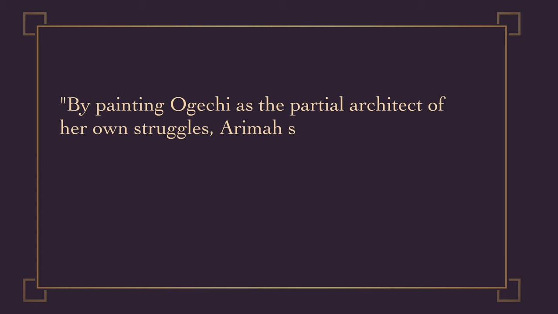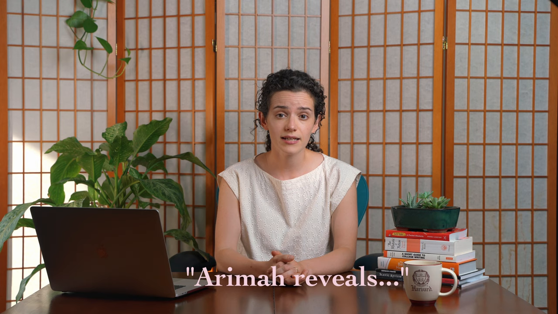By painting Ogechi as the partial architect of her own struggles, Arima suggests that she is not wholly the victim of circumstance. You'll notice just now that I took care to say Arima suggests, and I could have also said Arima shows or Arima reveals, but what you won't find me saying are things like Arima wants to show or Arima intends, and there's a really important reason for that.